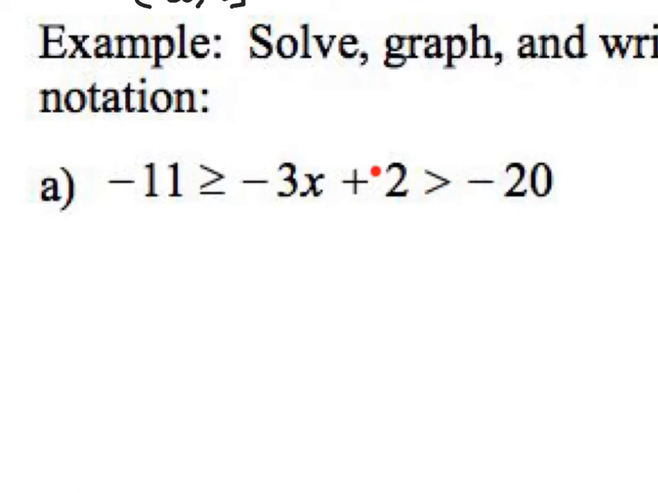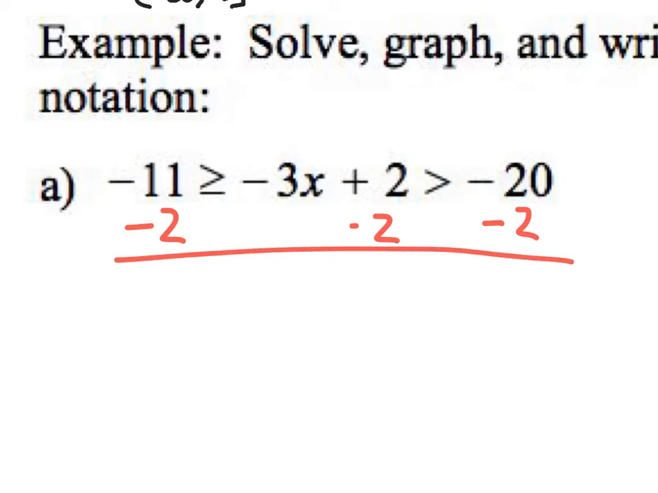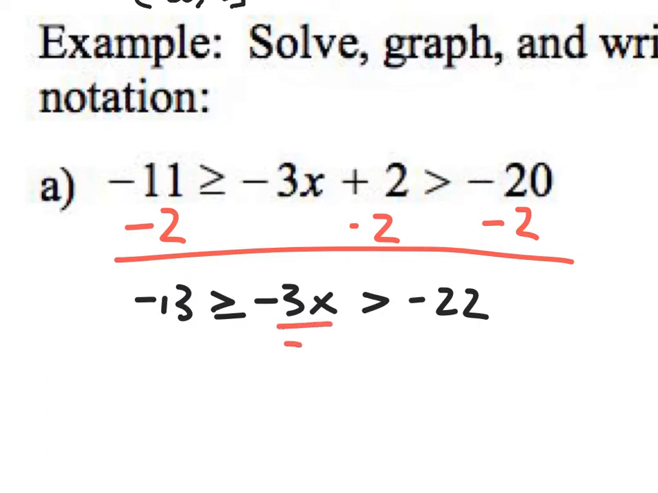So what I'm going to do is move the 2 out, okay? And so for the first part I would subtract 2 from both sides, or from the middle. If I do that to the middle, I'm also going to have to do it to the right side, and I'm going to have to do it to the left side. All right. So as a result, I'm going to get negative 13 is greater than or equal to negative 3x, which is greater than negative 22. Okay, now what I'm going to do is divide everything by negative 3.